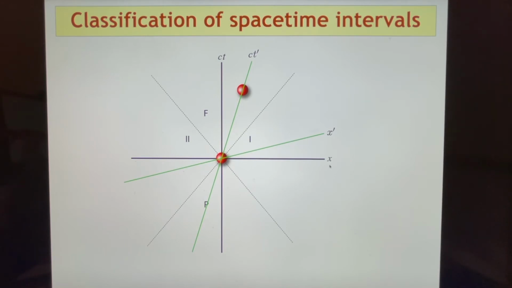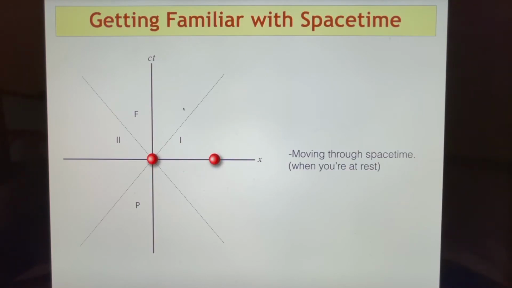Okay, so this is the difference between time-like separated events and space-like separated events. Space-like separated events: you can find a frame in which the two events happen simultaneously. Time-like separated events: you can find a frame in which the two events happen at the same position. So now that we have understood the difference between time-like and space-like separation, let's get a little bit more familiar with space-time. We're going to play a tiny little game.